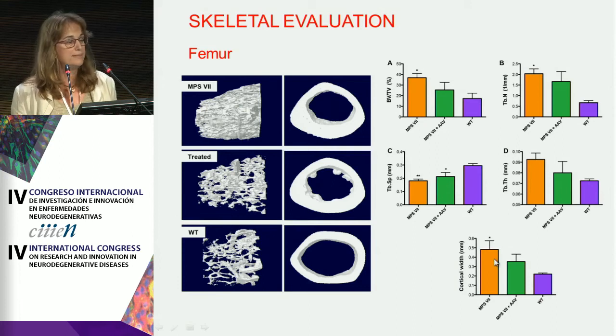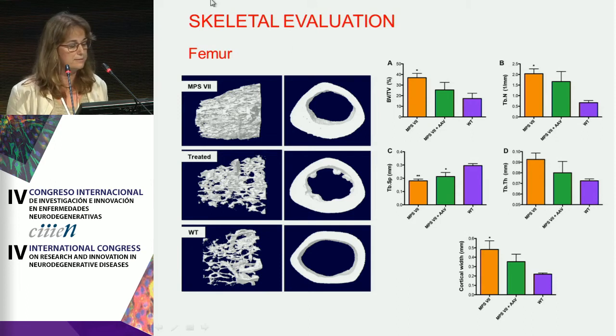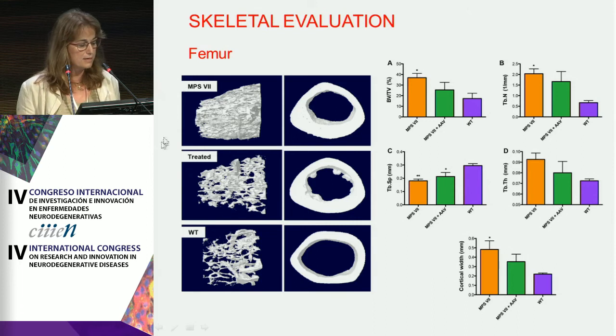As I told you, these patients have very severe skeletal deformities, and this is very complicated to correct indeed with the enzyme replacement assays that are done in most MPS patients with skeletal deformities. There's no correction at all. I don't have time to go into all the details, but just look at the figure.